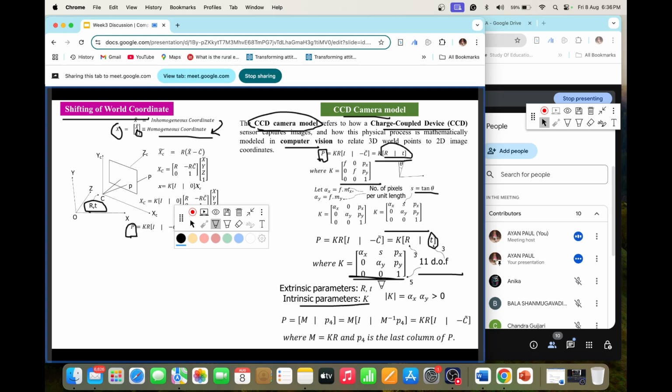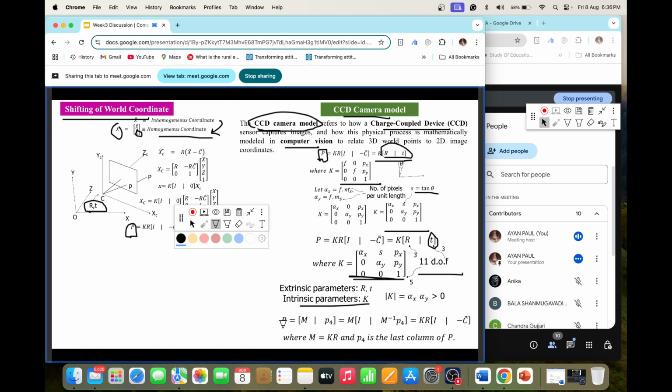So again I am repeating, this P matrix will have a total of 11 degrees of freedom. The K matrix will have 5 degrees of freedom, and the RT matrix will have 6 degrees of freedom. The K matrix is the camera calibration matrix, so these are intrinsic parameters. RT are found by the rotation and translation of the principal plane, so these are known as extrinsic parameters. So this is about the P matrix.